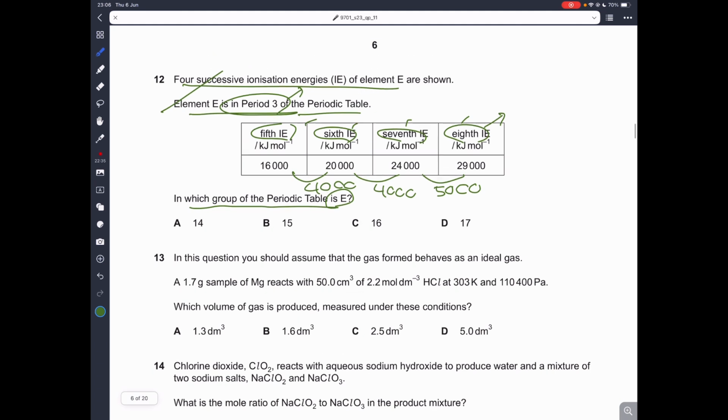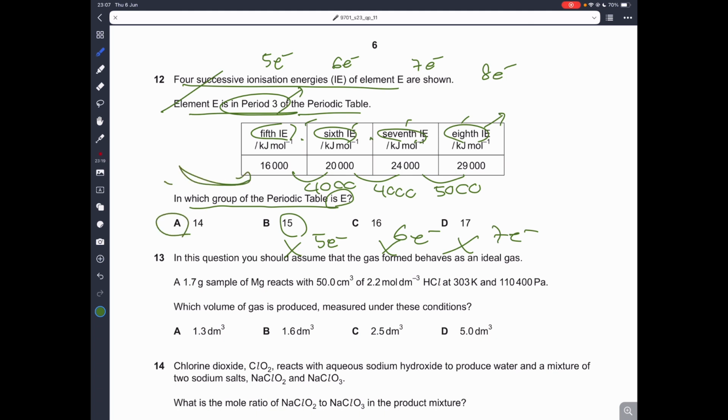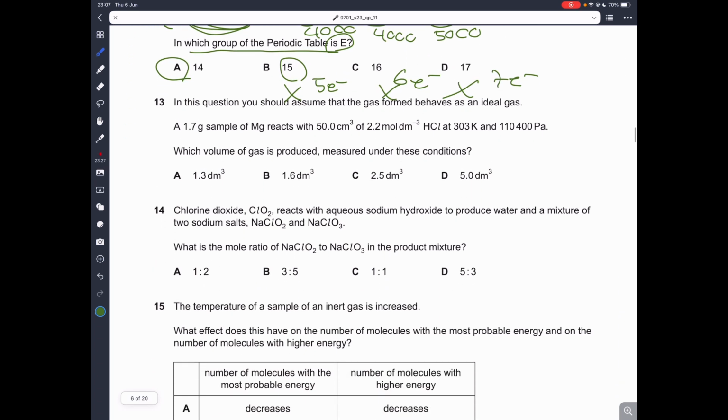So, what does this mean? There is no large jump if you remove the 5th electron. You remove the 6th electron, there's no jump. You remove the 7th electron, there's no jump. You remove the 8th electron, there's no jump. So what could this be? We have to look at it backwards. There is no large jump, so we have to look at it backwards. So it cannot be 15, 16, 17, because group 15 basically has 5 outer electrons, 16 has 6 outer electrons, 17 has 7 outer electrons, so there would be a large jump between the 5th, 6th, and 7th. So it can only be A, 14. So there must be a large jump before the 4th ionization energy to get to the 5th ionization energy. Okay.